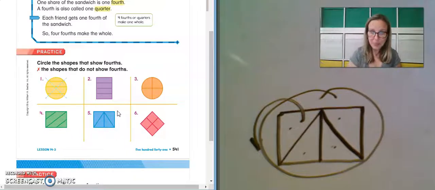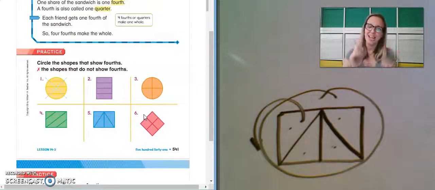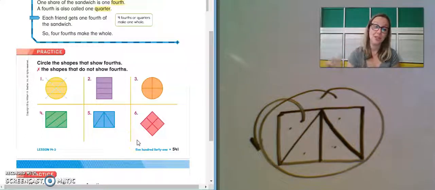Okay? All right, and looking at number 6, we see it was a square that they kind of turned on its side, and then they cut it into 4 smaller squares that are all the same size and shape. So you can circle number 6.